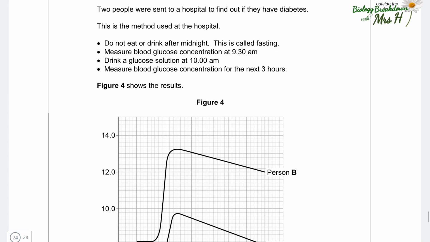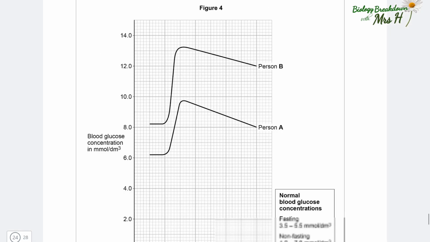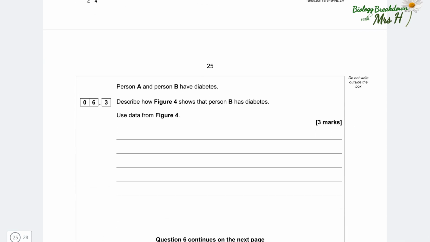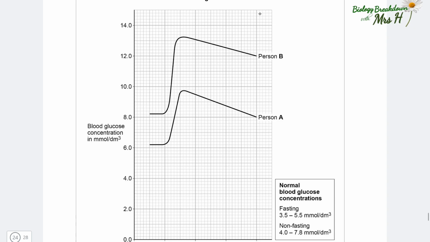We've also got a little key which tells us what the normal blood concentration should be when you're fasting, so you haven't eaten for a while, and then when you have eaten. Person A and person B both have diabetes. Describe how figure 4 shows that person B has diabetes. Use the data from figure 4. On this occasion, because both person A and B have diabetes, we're not comparing B with A because they're both diabetic. So we have to compare person B with what the normal figures should be.